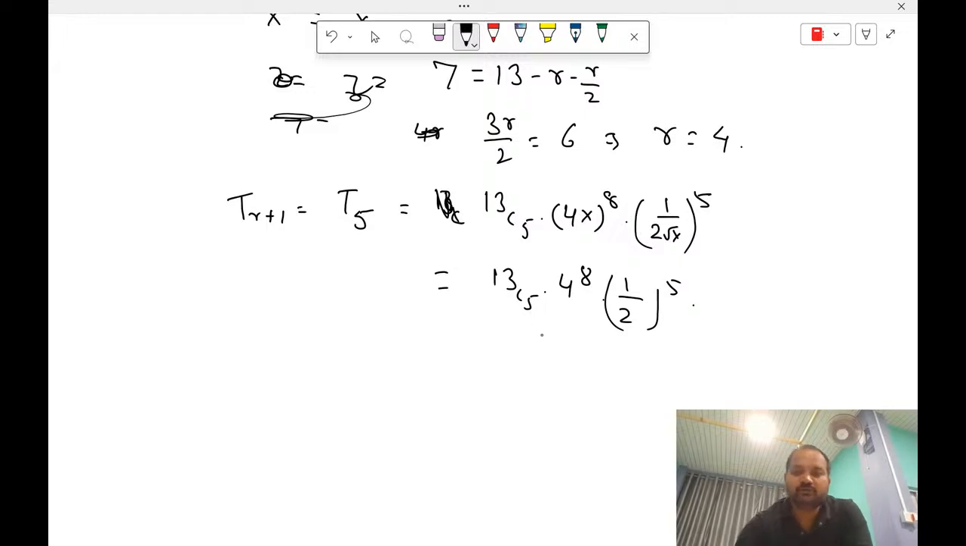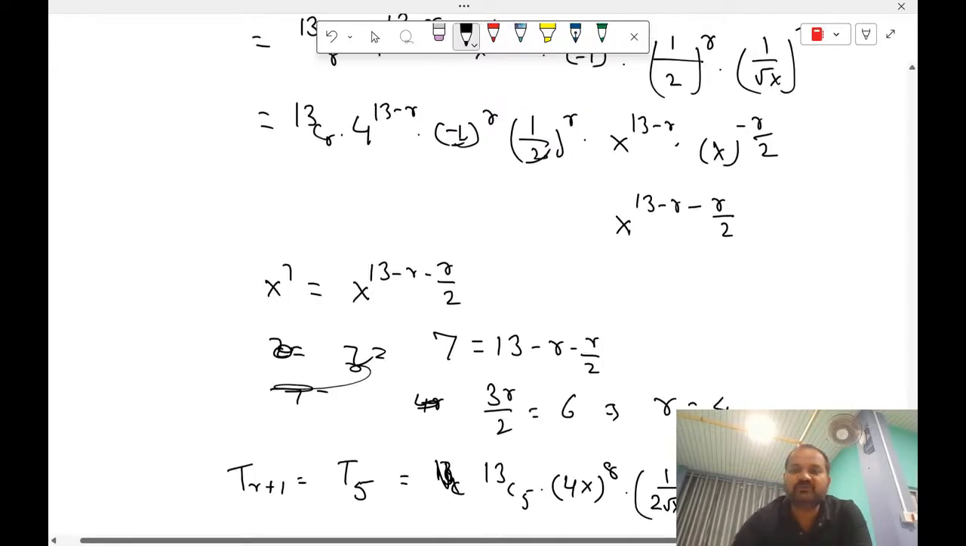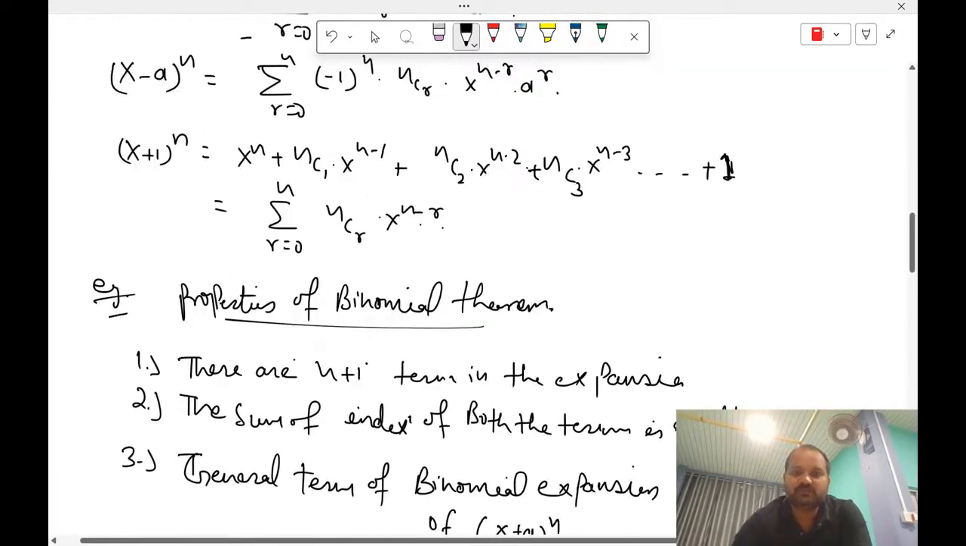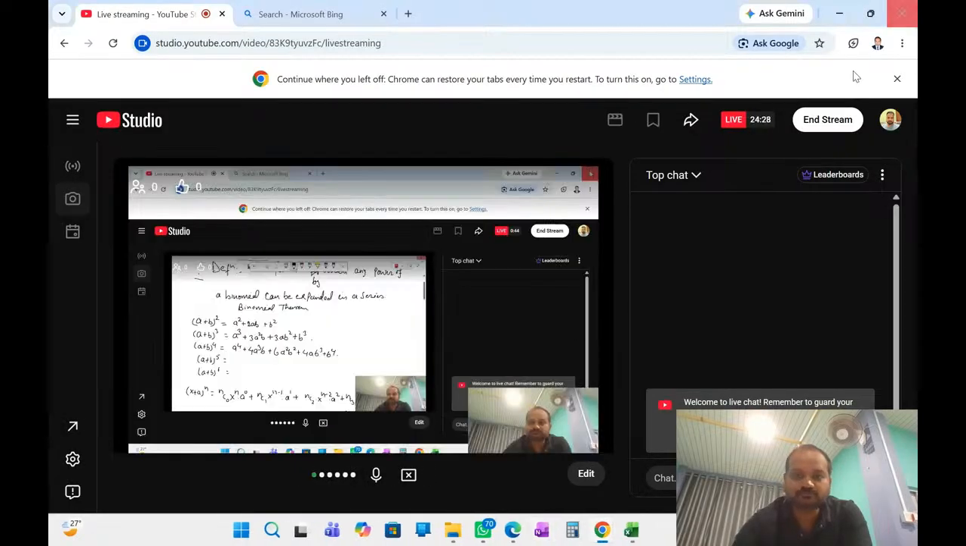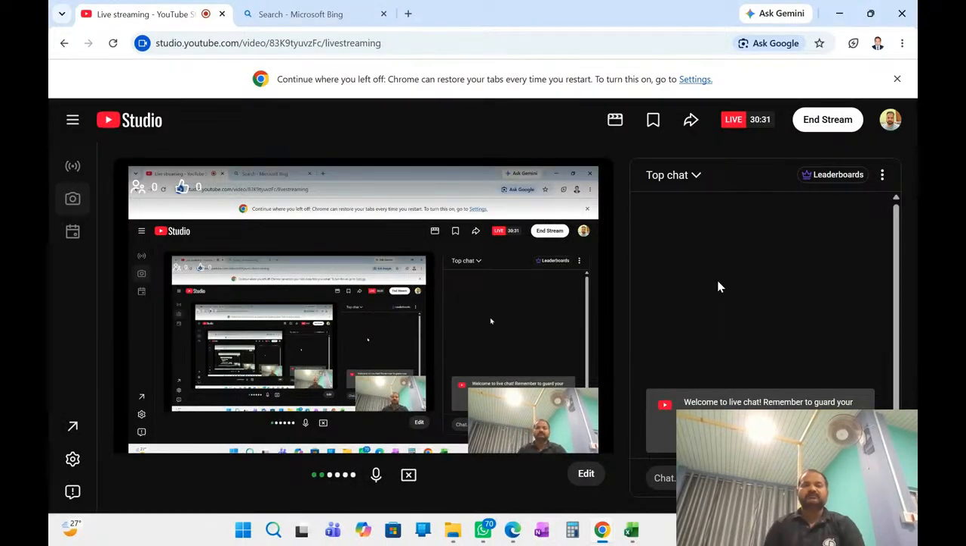So in today's class, we have studied the binomial expansions and their properties. For today, it is up to here only. So we are ending the class now. In today's class, we have seen the expansions of the binomial theorem, its properties, and some basic types of questions. This chapter is very important. In the next sessions, we will see some extra things about the binomial theorem.